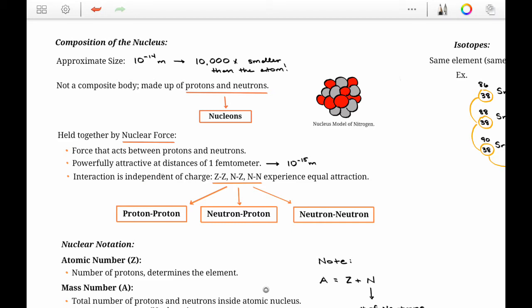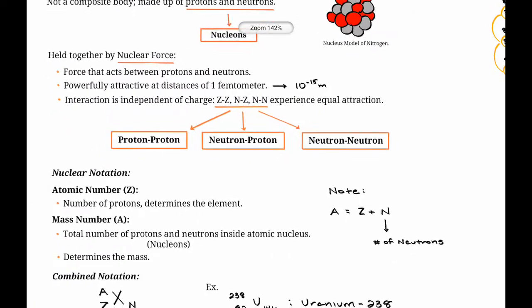But nuclear forces are independent of the charge of these particles, and so that means that a proton to proton, a neutron to proton, or a neutron to neutron interaction will all experience the same magnitude of attraction to one another. Next we're going to talk about nuclear notation.